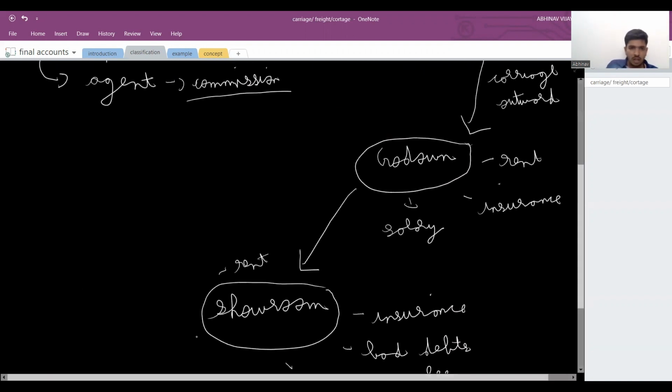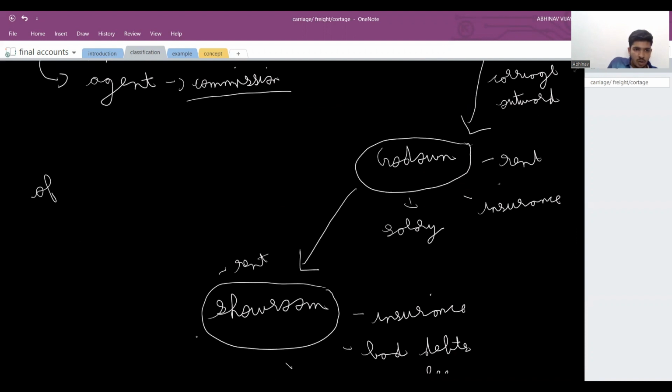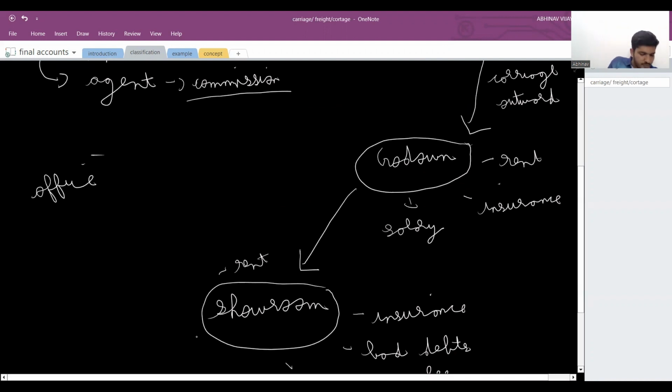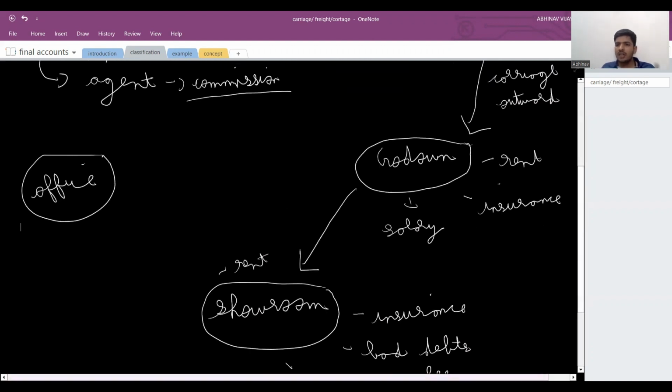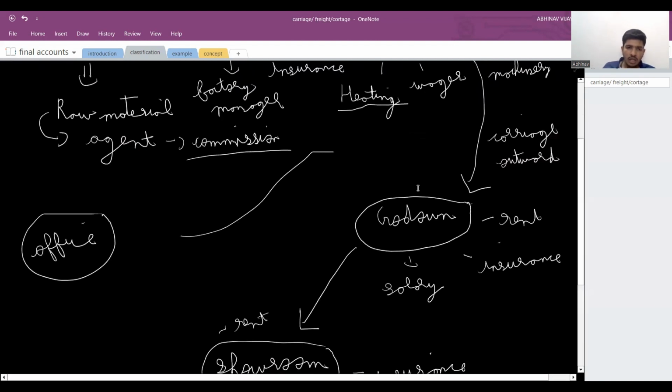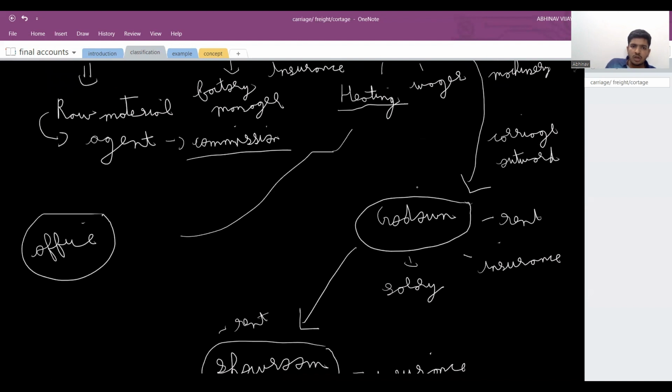Now, there's another important point. Though you have three separate places, a factory, godown, and showroom, every company usually has a main headquarters office from where all operations are run. Operations means all the business transactions from the factory, the godown and the showroom are maintained and monitored in this office.